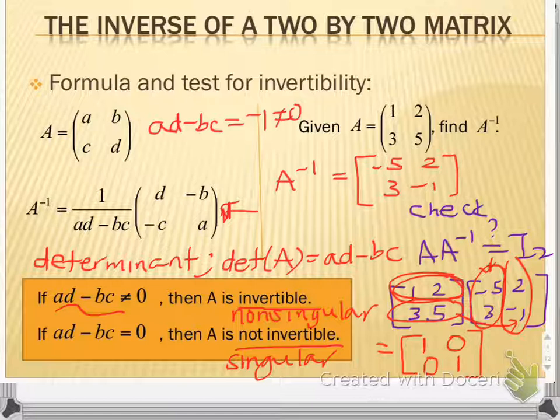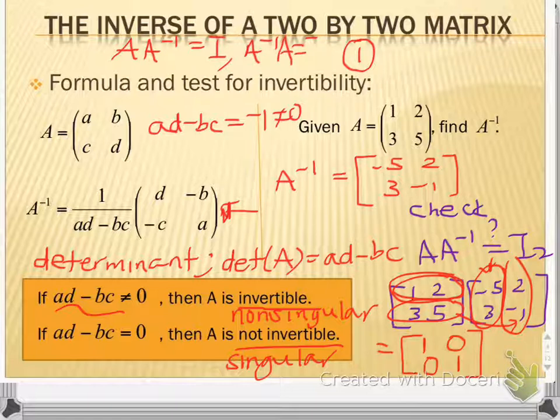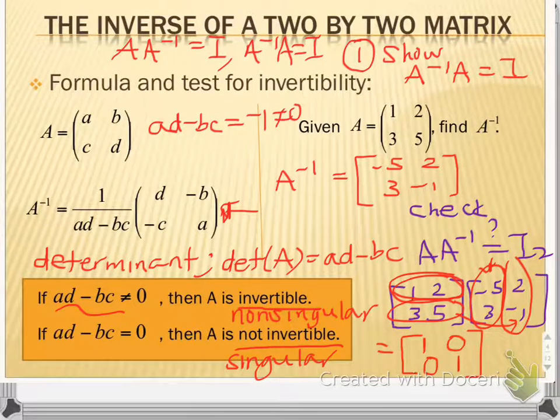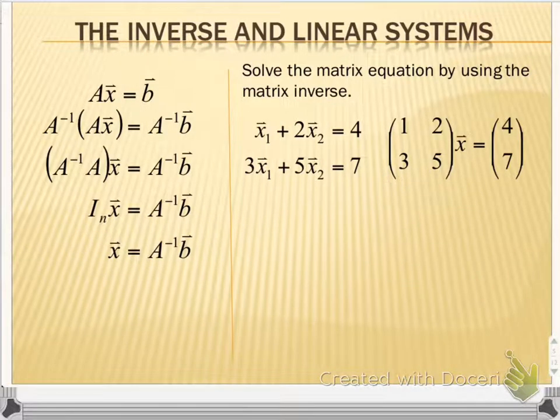So the first question that I want you to turn in is, remember I said when you're asked to show if something is an inverse matrix, then you have to not only show that A times A inverse equals the identity matrix, but that A inverse times A equals the identity matrix. So your first question is to show with the example below that A inverse times A also equals the identity matrix.